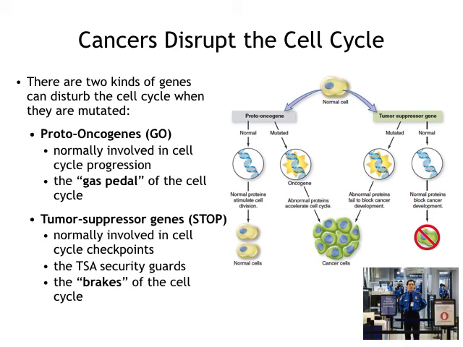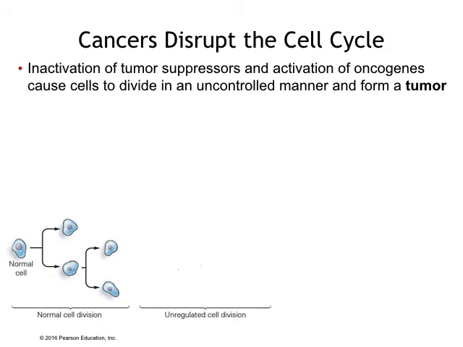So cancer cells not only have to activate oncogenes, they have to inactivate tumor suppressor genes. So they have to cut the brakes so that the cell cycle can accelerate and not have to brake and not have to stop. So these are the two kinds of genes that have to be mutated in order to result in cancer. So the inactivation of tumor suppressors and the activation of oncogenes causes cells to divide in an uncontrolled manner and form a tumor.